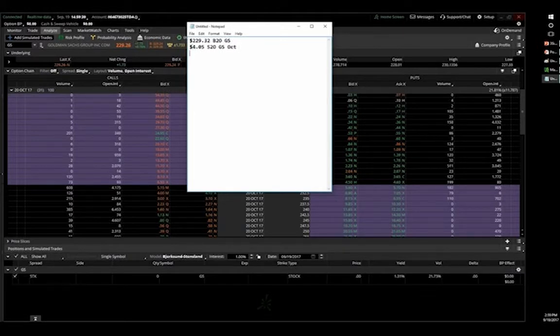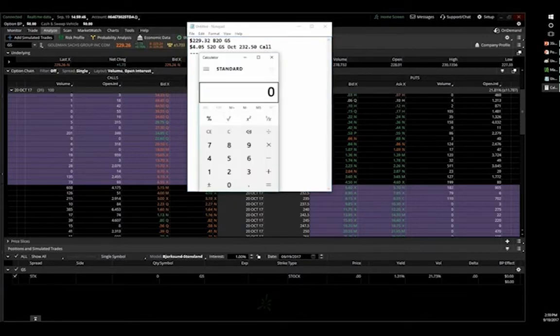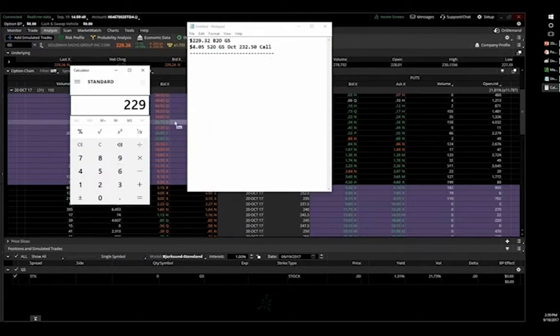So if I did that kind of transaction, this is the Goldman Sachs October $232.50 call. I would wind up reducing the amount by selling a premium against this by $4.05. I'd reduce the premium down to $225.27. That's called our cost basis. It's also called our break-even price.